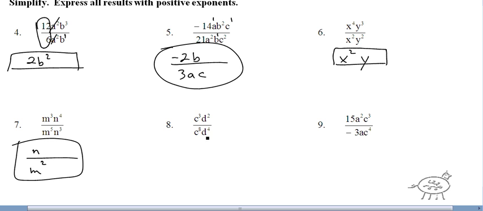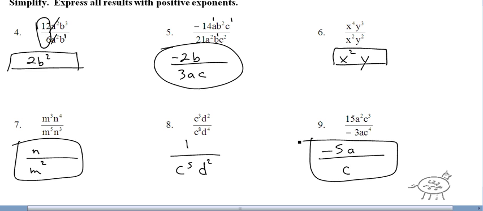Okay, another battle. South wins by 5, so c to the 5th in the bottom. The south wins by 2, so it's d squared. And you always need a placeholder, so there's a 1 on top there. So it's 1 over c to the 5th d squared. Okay, the next one, negative 15 over 3, that is just negative 5 over 1, or negative 5. Battle of the A's, the north wins by 1. Battle of the C's, south wins by 1. And you have negative 5a over c.